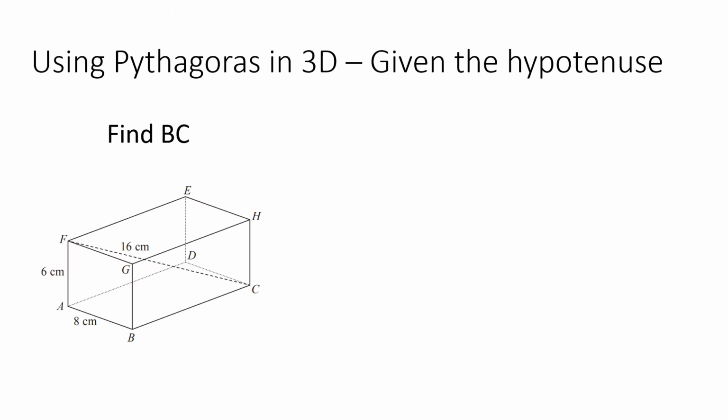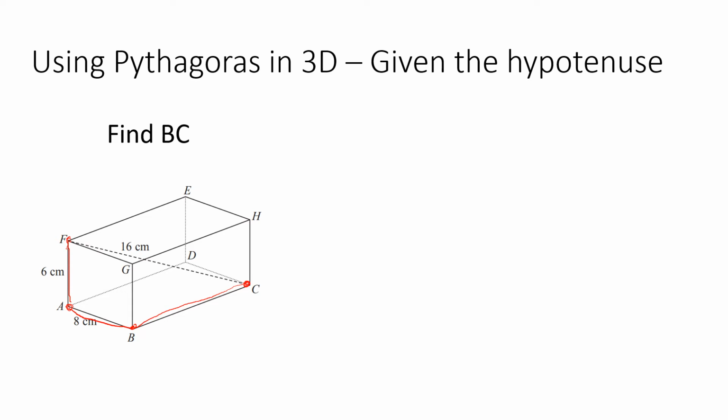Now, one slight variant of this is we can be given the hypotenuse and asked to find one of the missing sides. Let's look at this as an example. We want to find the distance from B to C, so that's this distance here. And we're given actually the hypotenuse this time. We're given FC is 16. And if we were going from C to F, we'd have to go from C to B, across to A, and then up to F. So how could we use that?